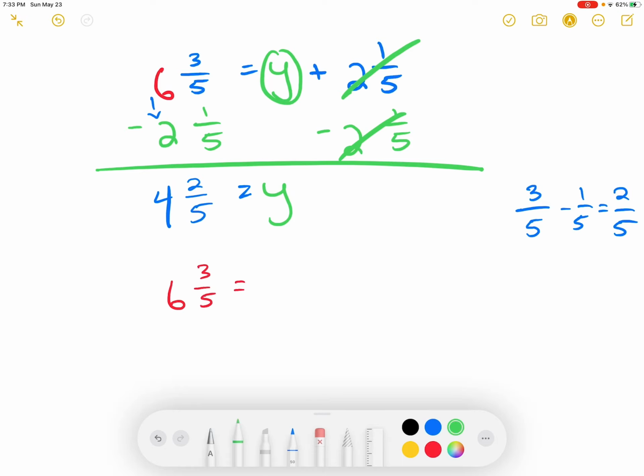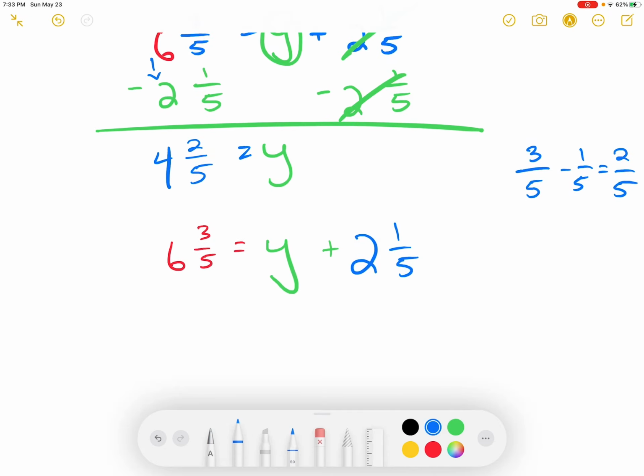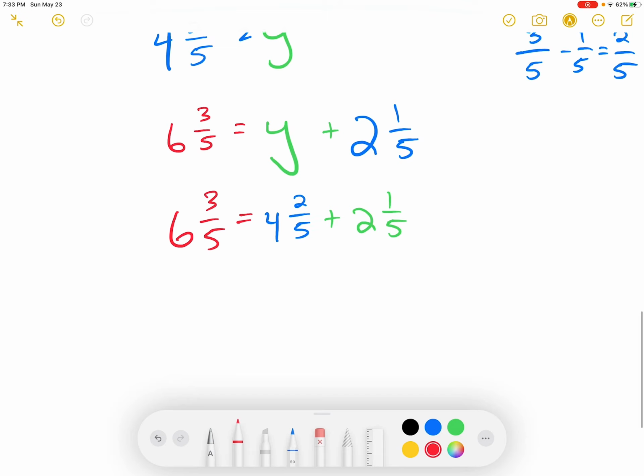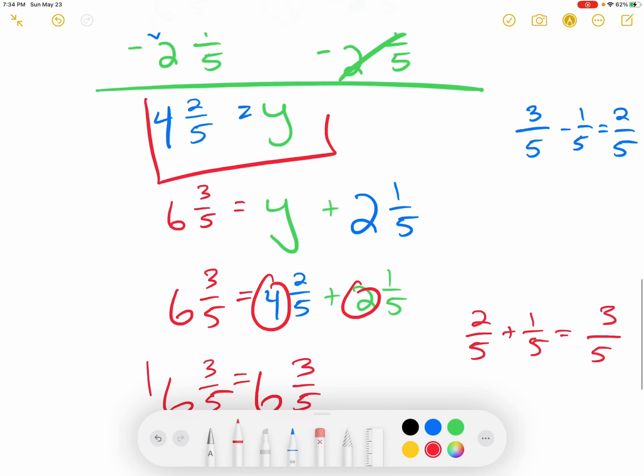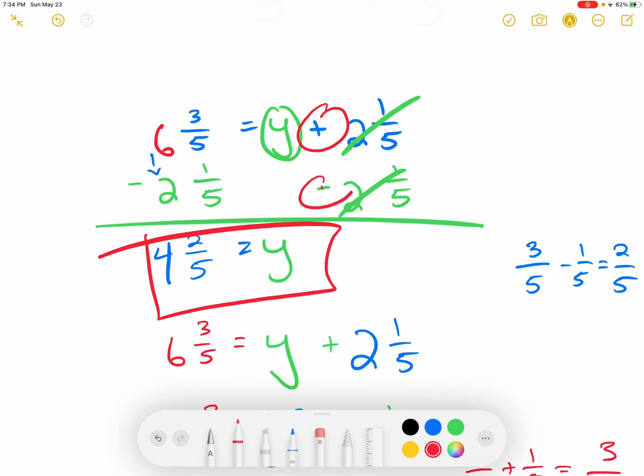We check that. 6 and 3/5 equals y plus 2 and 1/5. Y we said was 4 and 2/5, so let's substitute here. Sorry for changing colors. So does 4 and 2/5 plus 2 and 1/5 equal 6 and 3/5? Well, let's do it. 4 plus 2 is 6. 2/5 plus 1/5, same denominator. That's 2 plus 1 is 3/5. Well, we got 6 and 3/5 is equal to 6 and 3/5. That's it. So our y value is equal to 4 and 2/5. We confirmed it. That's it.